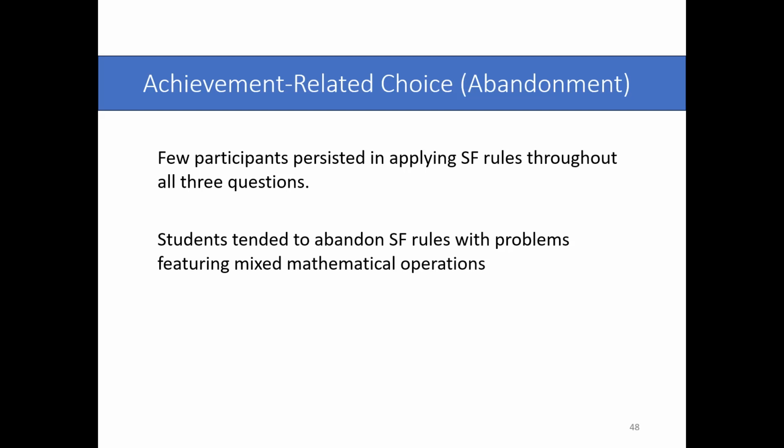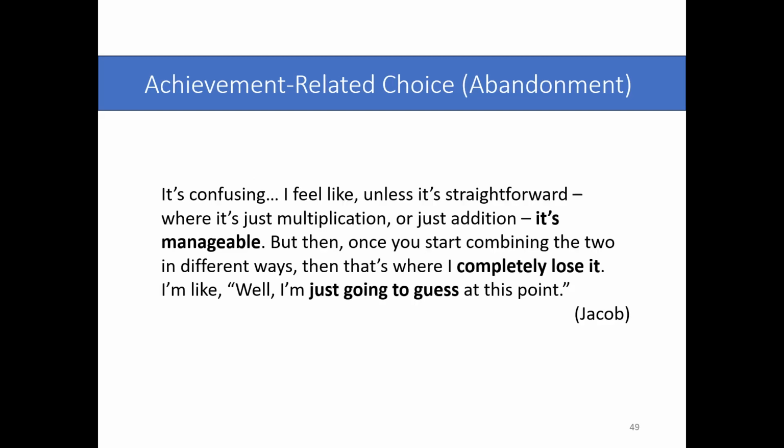So if it was just one thing, it was okay. But as soon as we start combining them and you have to think about the rules multiple times and different rules each time, that's when it really got hard for people. So Jacob, for example, said, it's confusing. I feel like unless it's straightforward, where it's just multiplication or just addition, it's manageable. But then, once you start combining the two in different ways, that's where I completely lose it. I'm like, well, I'm just going to guess at this point. So we see this idea of abandoning this. I see some nods coming from the students as well.